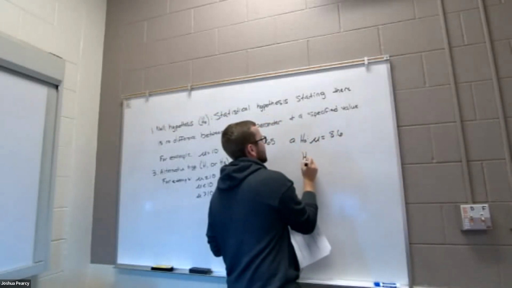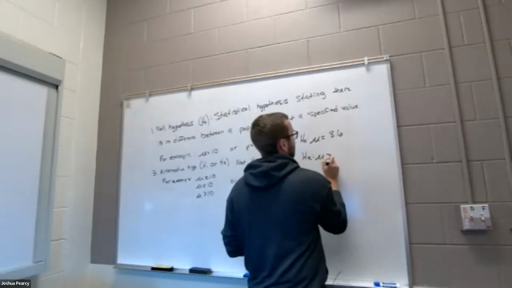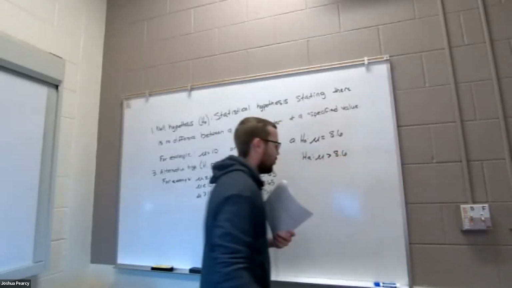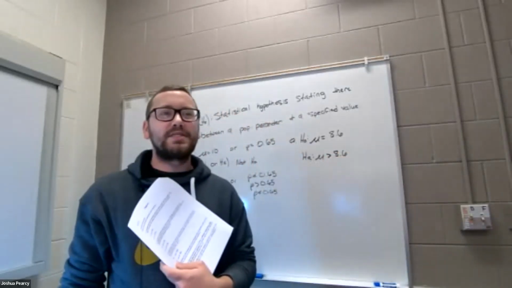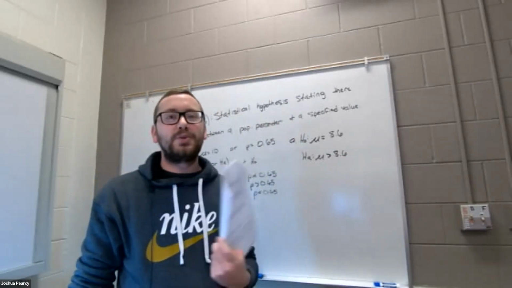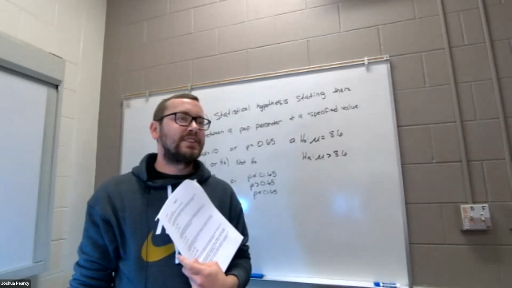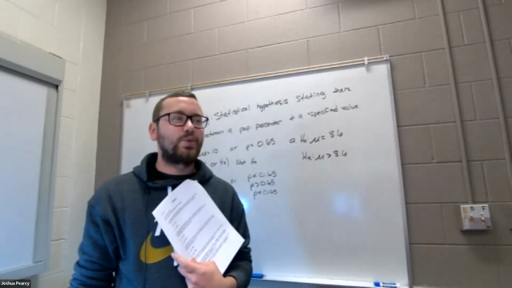Now the alternative states that there is a difference. So in this case, it says if she takes vitamin pills, the birth weight will increase. So what does that mean the alternative is? Yeah, greater than. Mu is greater than 8.6. What if it said the mean decreases? It'll be mu is less than 8.6. If it says, is there a difference between the mean, then it would be not equal to.